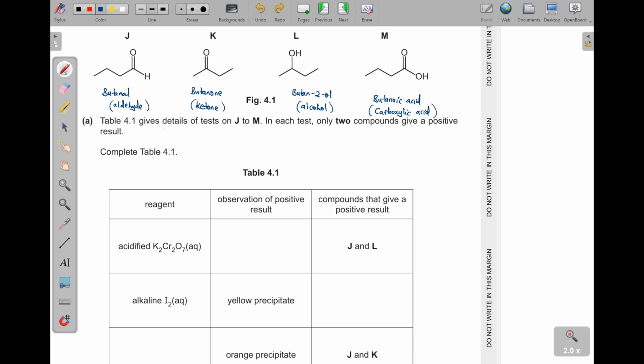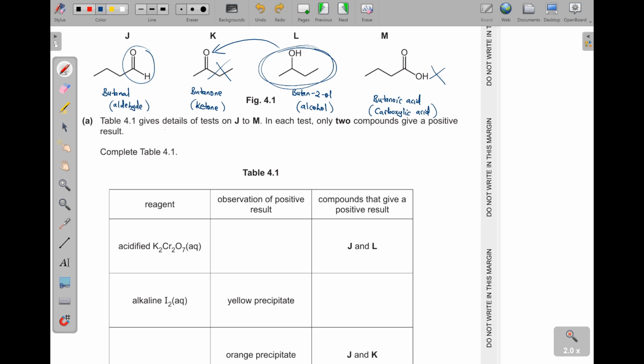So it is going to oxidize aldehydes, it doesn't oxidize ketones, it doesn't oxidize carboxylic acids, but it can oxidize an alcohol here. So it can oxidize this one too. Actually, it will give you K if it oxidizes L. And then when it oxidizes J, it will give you M, the carboxylic acid.